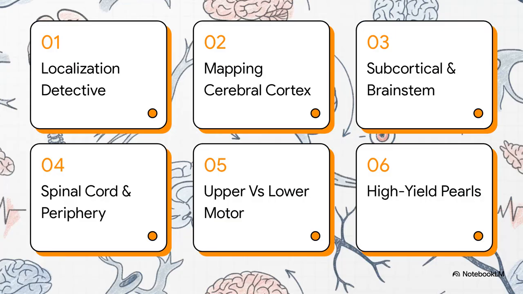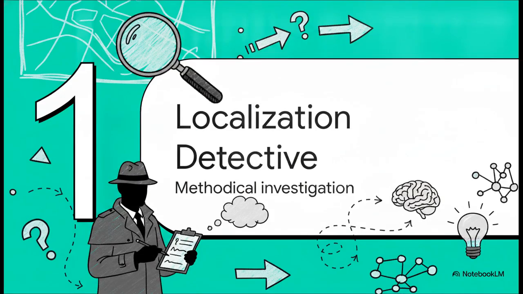So here's our roadmap for the explainer. We're taking a structured, top-down anatomical journey using the clinical principles of the DAPS-CAMP framework. We'll start out as the localization detective, map the cerebral cortex, descend into the subcortical and brainstem areas, travel all the way down the spinal cord to the periphery, contrast upper versus lower motor neurons, and finally wrap up with some high-yield clinical pearls. Let's kick things off with Section 1, the localization detective.